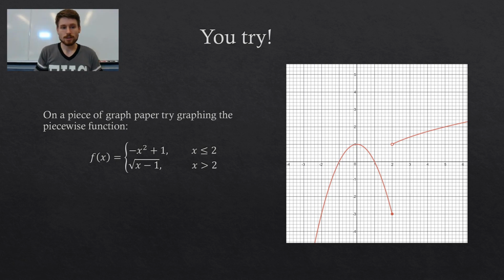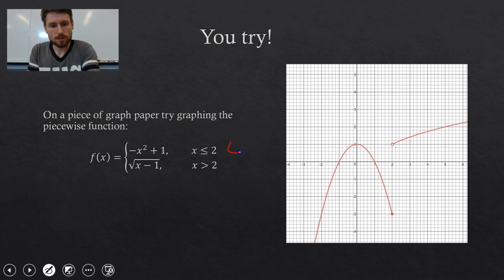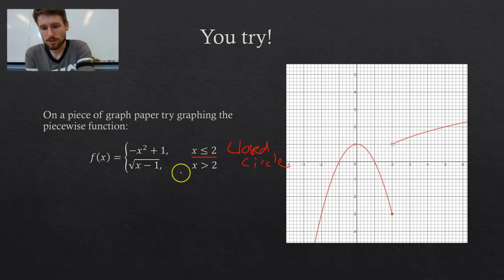So that's our answer now. You should see we've got a closed circle for the first one. Let's look at the first one. We have a closed circle here, because it's the "or equal to," right? So when we plug 2 in, we want to use the first rule, which is that parabola. So we're going to use the first rule when we plug 2 in. That's why we've got this closed circle down here, right? So there's our closed circle.